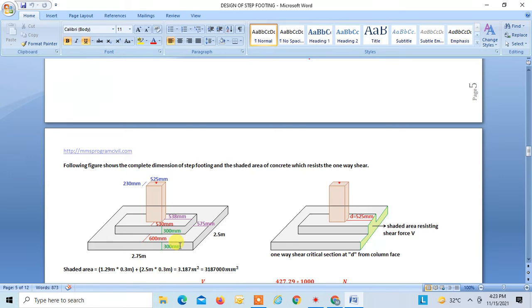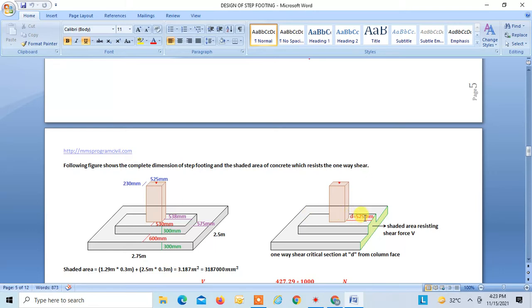So total depth is 600. The first step depth I have given as 300 and second step depth I have given as 300 mm. Now this is 575, this is 538, this is 600 and this is 530. So this is what I have assumed. The section which I have assumed is shown over here. Now we have to check whether this section is okay in satisfying all shear and flexure criteria.